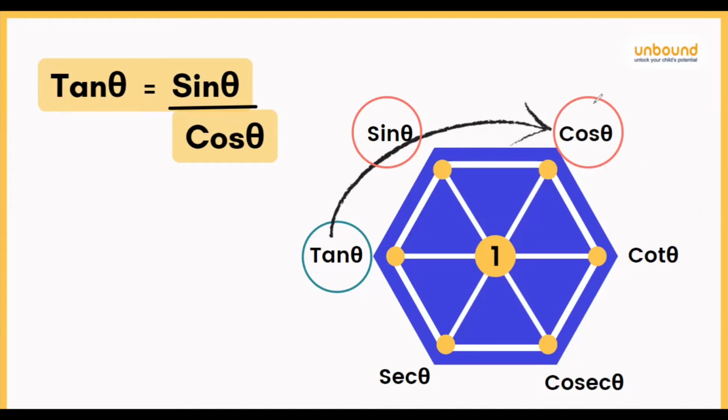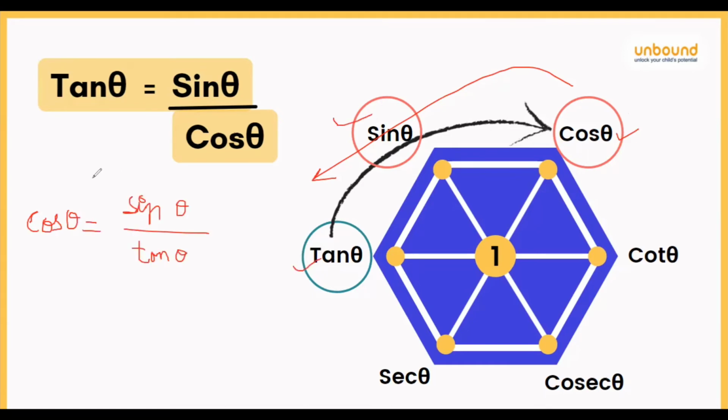Now there's one more thing to remember. What if you make the arrow in this direction, which will be a counterclockwise direction? So for that also, the formula will work the same. You are starting with cos theta. You're going to write cos theta, and then sine will become the numerator and tan will become the denominator.